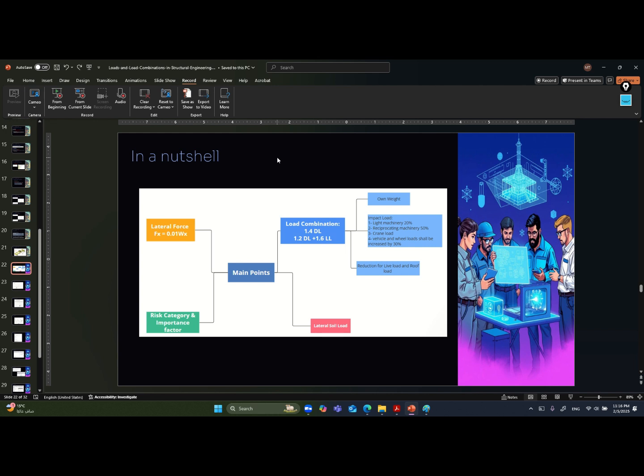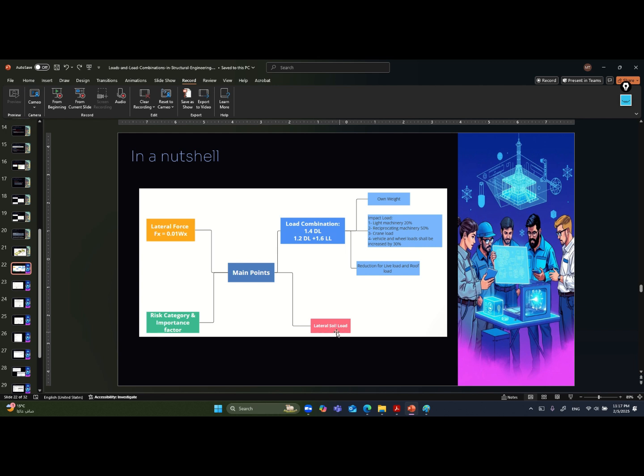Now that is the second part. As I told you at the start, I'm going to divide it into three parts. That is the second one. So the main points: the minimum lateral force is 1% of the dead weight. Of course, the risk category and importance factor, because you are going to use it in the other chapters, like in snow and seismic and wind and so on.